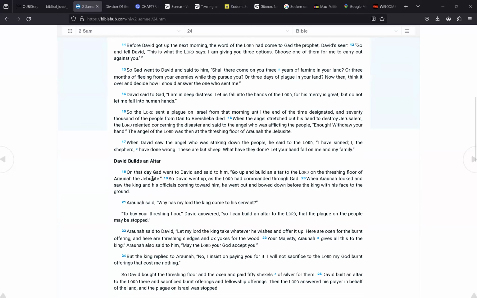When Aruna looked and saw the king and his officials coming towards him, he went out and bowed down before the king with his face to the ground. Aruna said, why has my lord the king come to his servant? To buy your threshing floor, David said, so I can build an altar to the Lord, that the plague on the people may be stopped. Aruna said to David, let my lord the king take whatever he wishes and offer it up. Here are oxen for the burnt offering, and here are threshing sledges and ox yokes for the wood. Your Majesty, Aruna gives all this to the king. Aruna also said to him, may the Lord your God accept you.